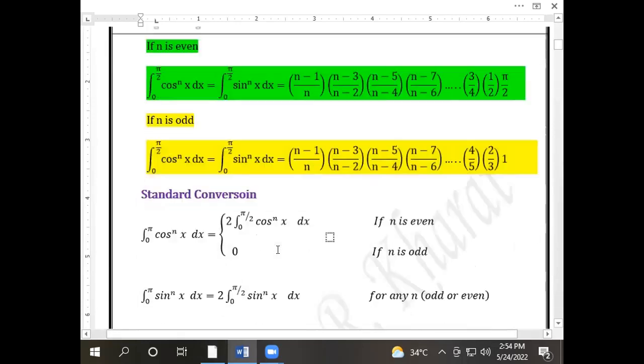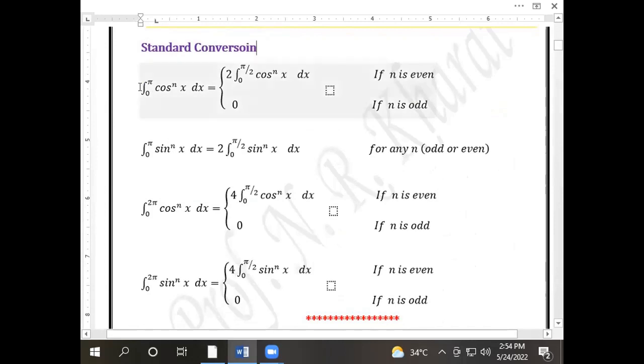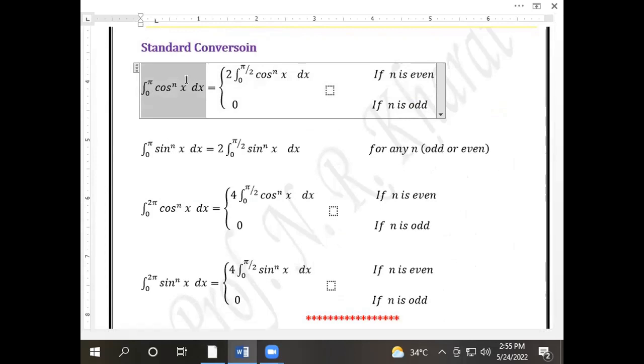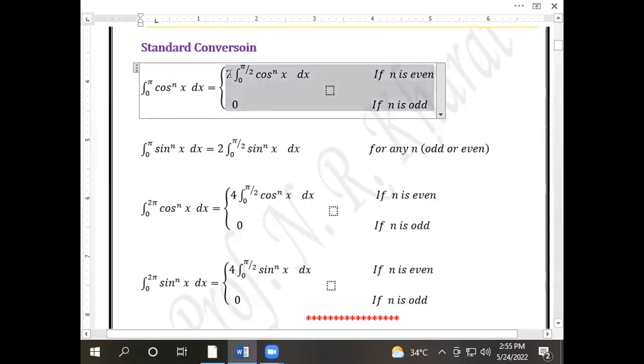If the limit of integration changes from 0 to pi, we already defined two reduction formulas of cosine and sine, for n even or odd, for the limit 0 to pi by 2. What happens when the limit of the integration is 0 to pi? Then we have to reduce this particular integration to the standard form. The first form is: if n is even, then the reduction formula is 2 times the integration from 0 to pi by 2 of cos raised to n of x dx.